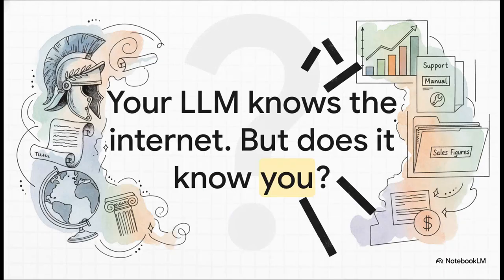Think about it. Your shiny new AI can write a beautiful sonnet about Shakespeare. No problem. But can it tell you about your company's latest support policies or find a specific customer's order history? Nope. That right there, that's the context gap. It's this massive blind spot that separates a clever toy from a genuinely useful tool. Our job is to bridge that gap.